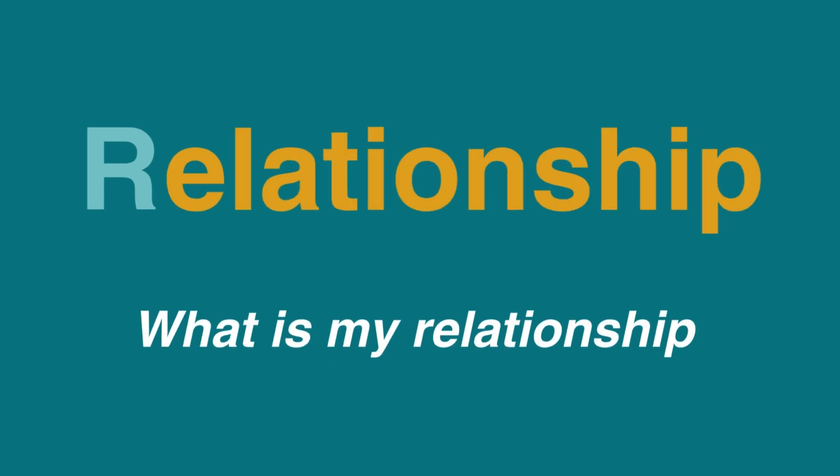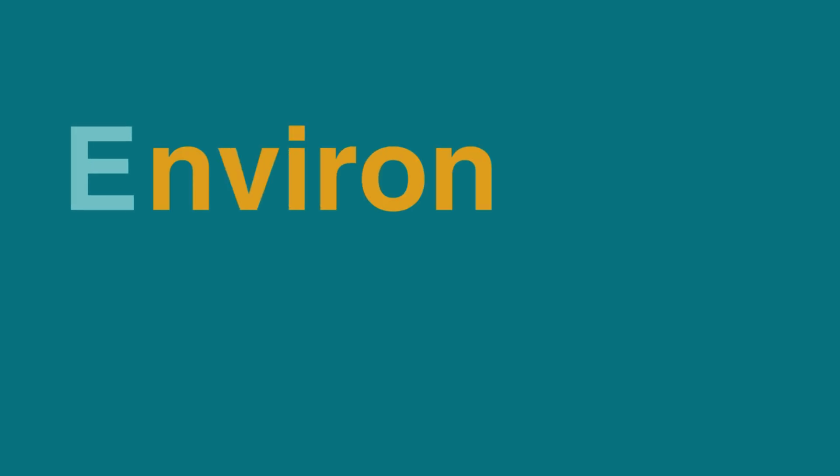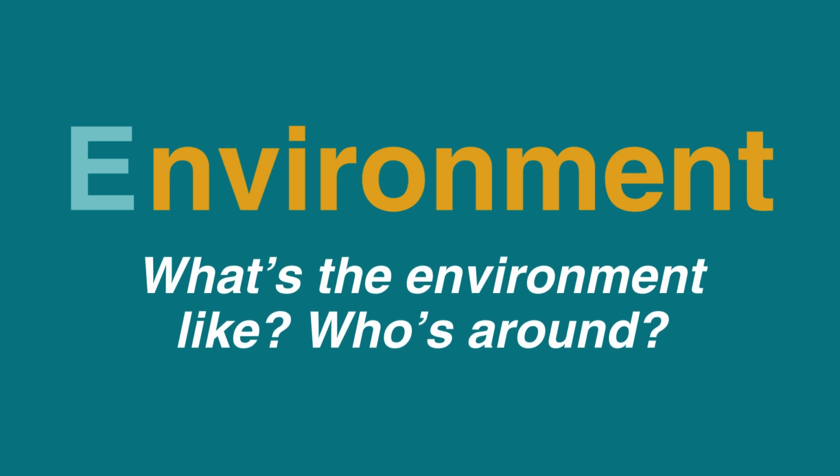R stands for relationship. Ask yourself, what is my relationship to the people involved? Your actions will vary depending on if the people involved are friends or strangers. E stands for environment. Ask yourself, what's the environment like? Who's around? Having an audience risks making a situation worse. A private conversation or DM might be more effective.